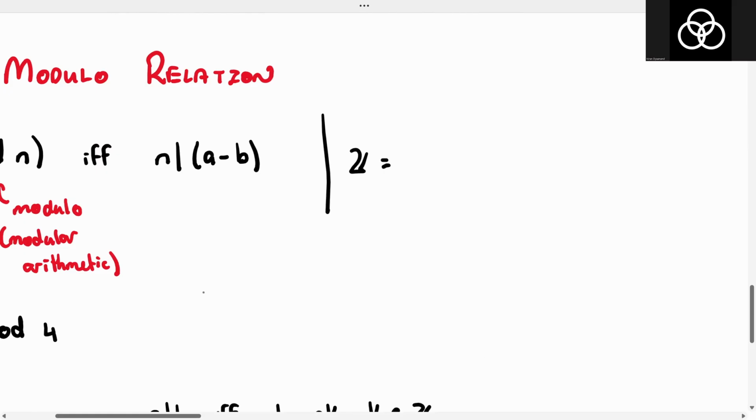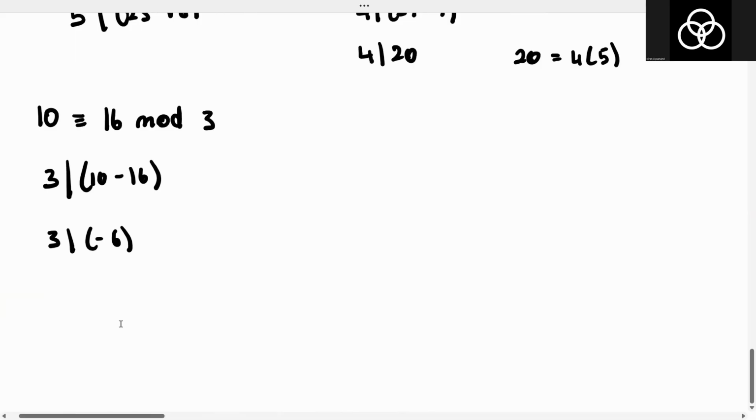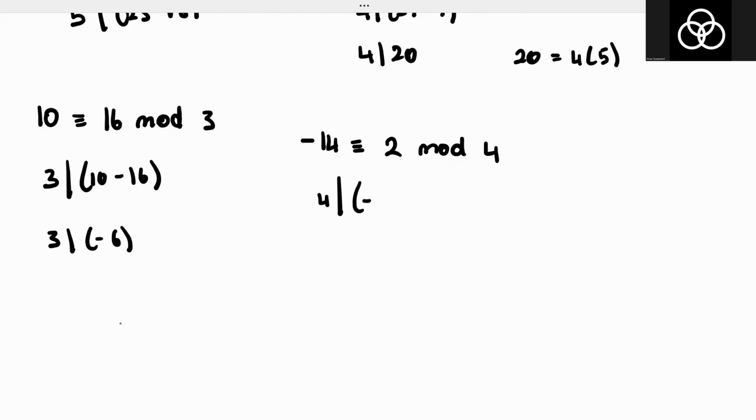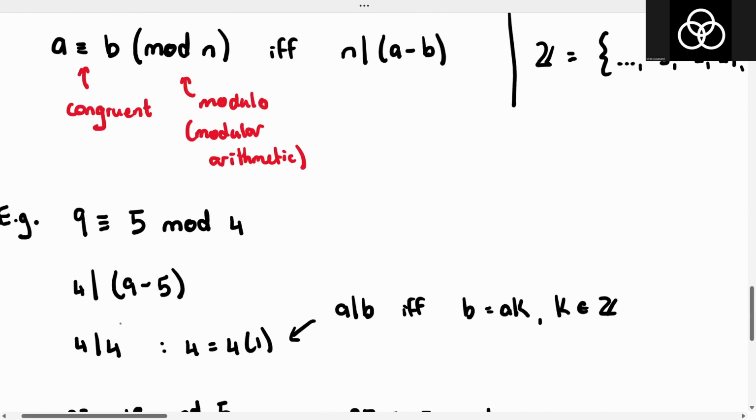So of course, as a side note, the set of integers is minus 3, minus 2, minus 1, 0, 1, 2, 3, etc., right? Because we have positives and negatives, it works fine this way as well, right? And of course, we could even have negative numbers here. So let's say we had like minus 14 congruent to 2 mod 4, right? So 4 divides minus 14 minus 2, 4 divides minus 16, right? So that's no problem at all. So this is the idea behind congruence modulo.